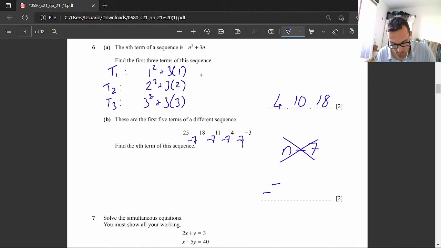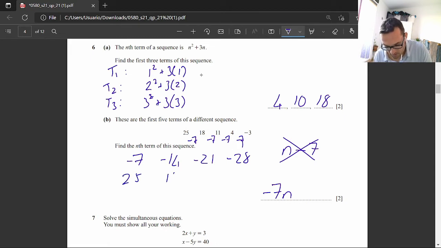Okay, it means we've got something similar to this negative 7 times table. That means our terms start with a negative 7n. Okay, now the negative 7 times table looks like this. Minus 7, minus 14, minus 21, minus 28. Okay, what we have here is 25, 18, 11, 4, etc.